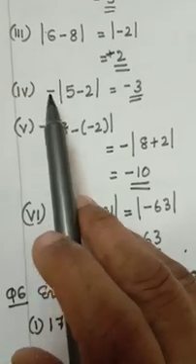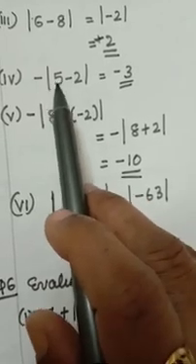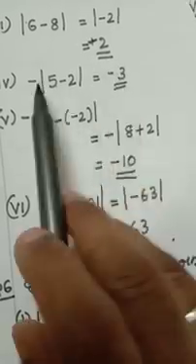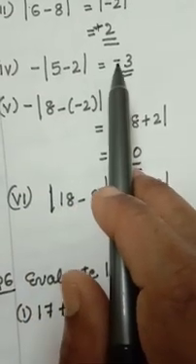Okay, now negative outside the absolute symbol, 5 minus 2. Absolute value of 5 minus 2 is 3. 3 outside it will come 3 only, but the minus sign outside, that you have to take, minus 3.